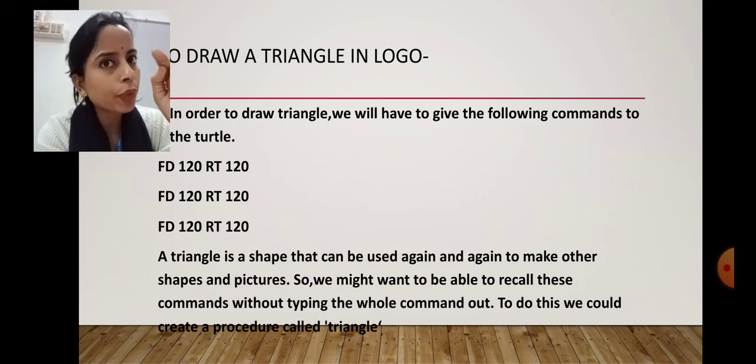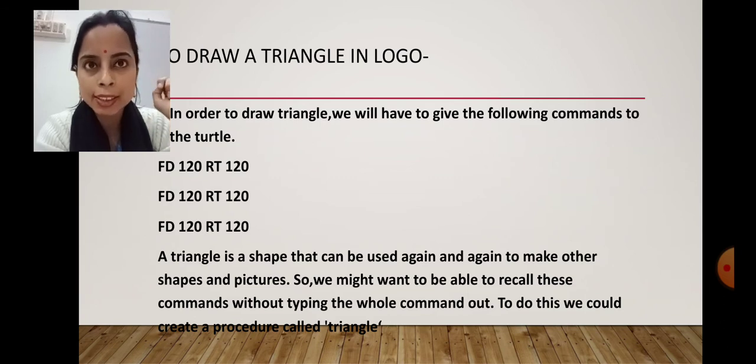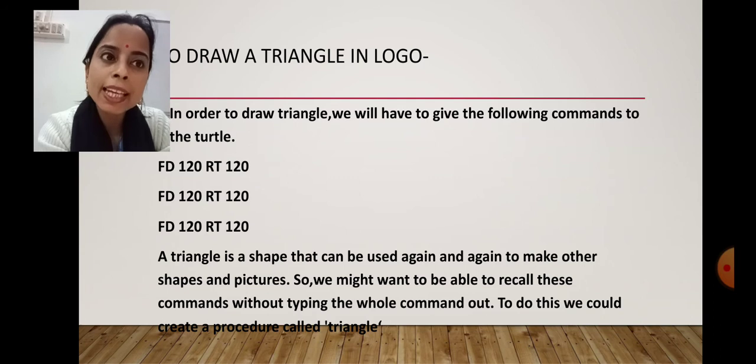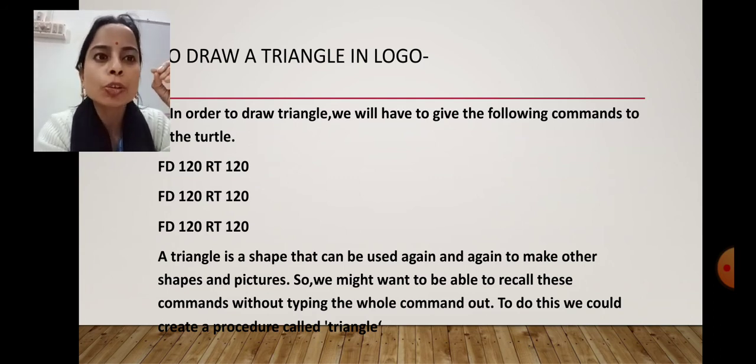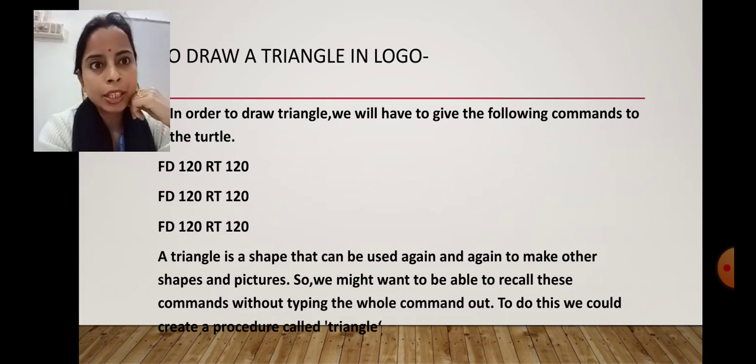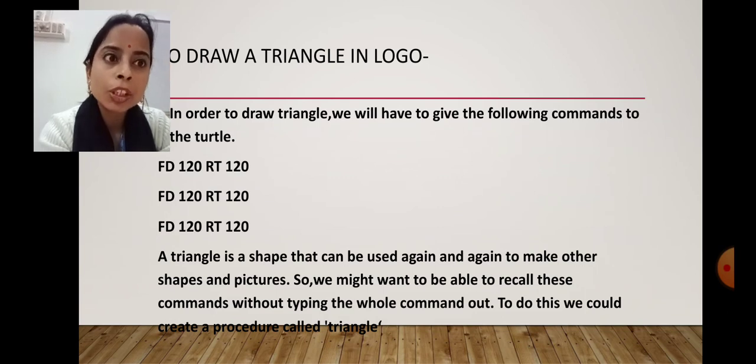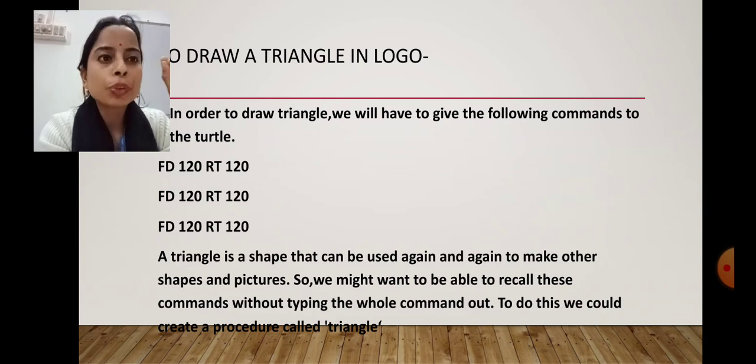So these are the commands we give. We have to give them 3 times because a triangle has 3 sides. A triangle is a shape that can be used again and again to make other shapes in pictures. So we might want to be able to recall these commands without typing the whole commands out again and again. To do this, we could create a procedure called triangle.